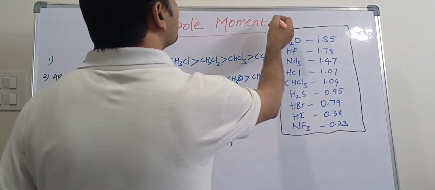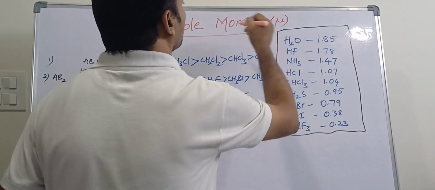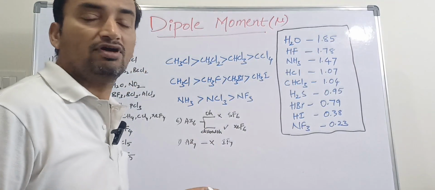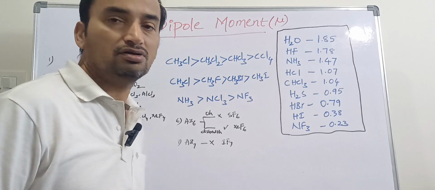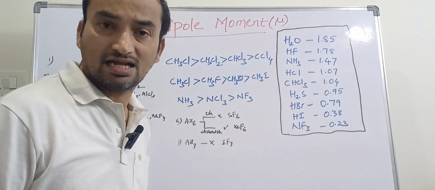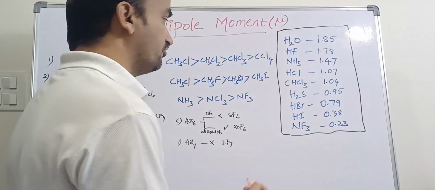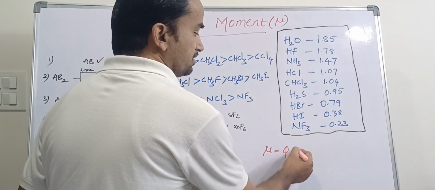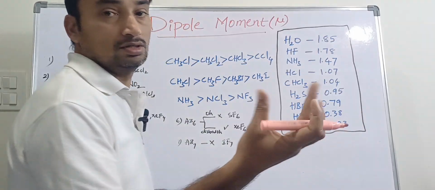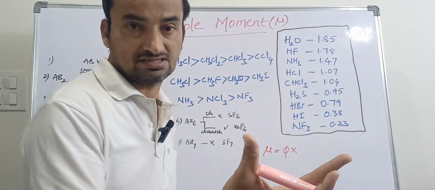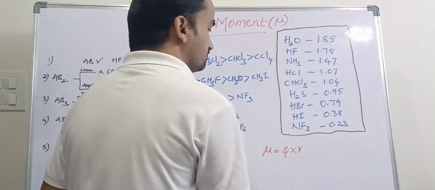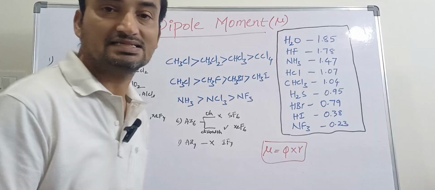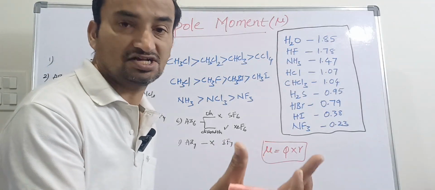Which you will study in chemical bonding, denoted by mu. So dipole moment is denoted by mu. Now, what is the meaning of dipole moment? You know the definition of this one. Dipole moment is nothing but a product of charge into the distance between the two atoms, the distance between the charges. So it can be given like this: mu equal to charge into the distance between the charges, r.